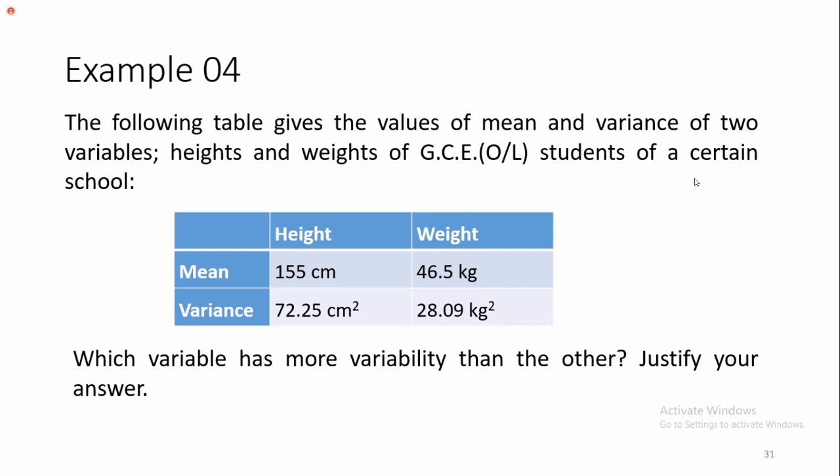If both variables were the same, let's say both in centimeters, then no need to find their coefficient of variation. The comparison of variances is enough. But here we have two different variables, two different units, centimeters and kilograms. How can we compare two different units? Usually we compare the same units.